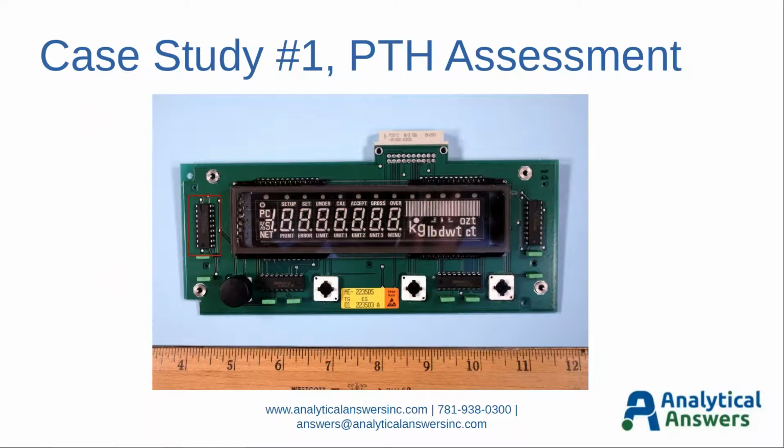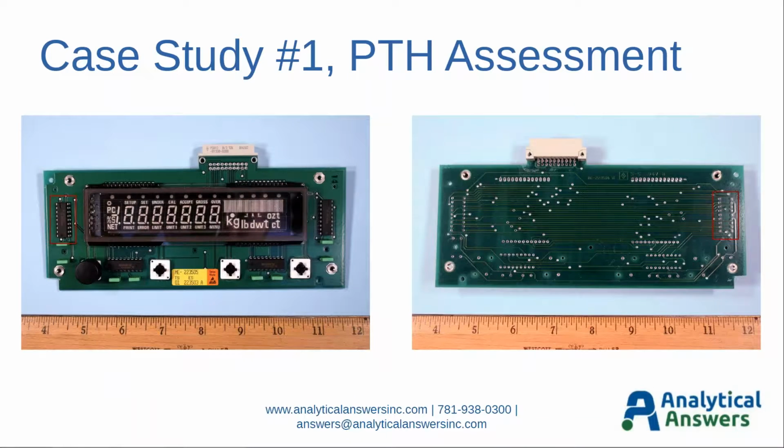So case study number 1, PTH assessment. So here we have an optical image of a printed circuit board module. In this particular case, it looks like it's a display. Over on the left-hand side, we have an area outlined in red. This is going to be the component that I'm targeting for the plated through-hole analysis. And we're going to go to the next slide.